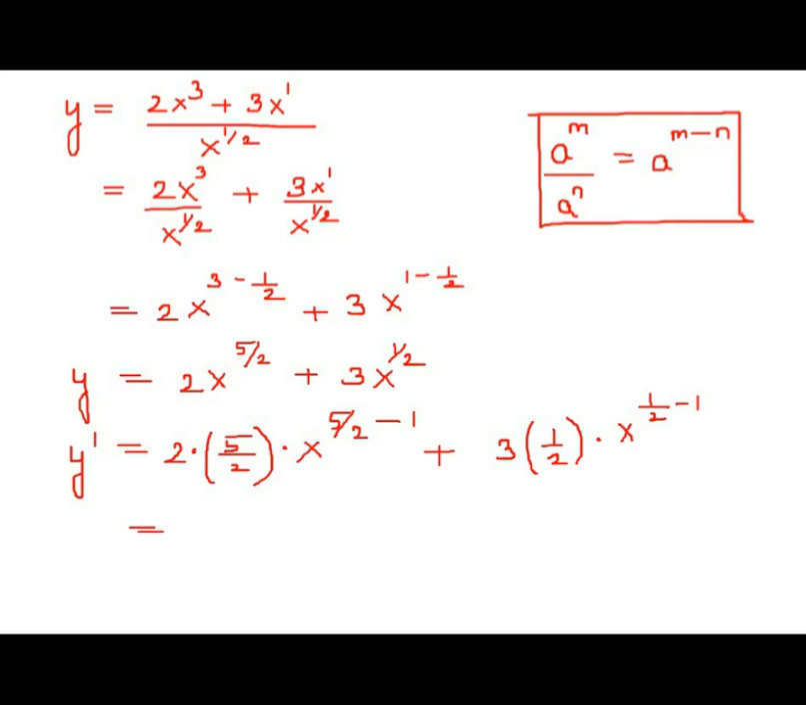Now further simplifying it, 2 times 1 over 2, you can cancel them as a 2 is in the numerator and a 2 is in the denominator. So we are left with 5 x to the power of 5 over 2 minus 1 gives you 3 over 2, and plus 3 into 1 over 2 is 3 over 2, x to the power of 1 over 2 minus 1, x raised to minus half.